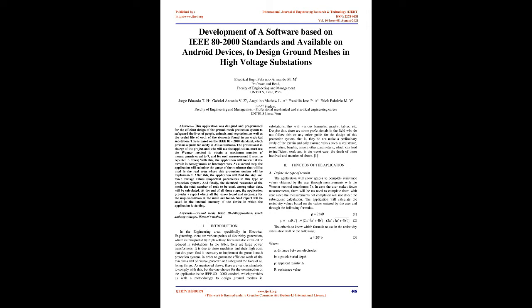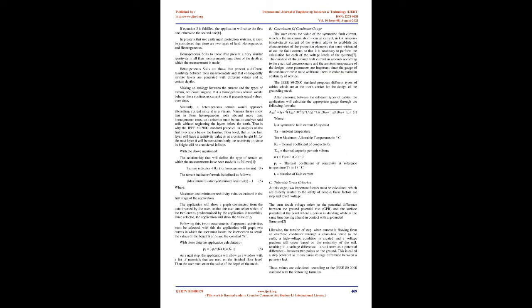Introduction. In the engineering area, specifically in electrical engineering, there are various points of electricity generation, which is transported by high voltage lines and also elevated or reduced in substations. In the latter, there are large power transformers. It is due to these machines and their high cost that designers find it necessary to implement the ground mesh protection system, in order to guarantee efficient work of the machines and, of course, preserve and safeguard the lives of all living things.